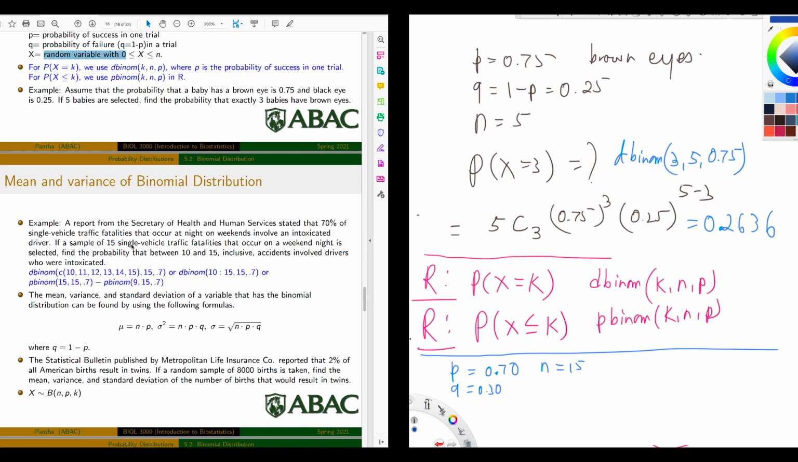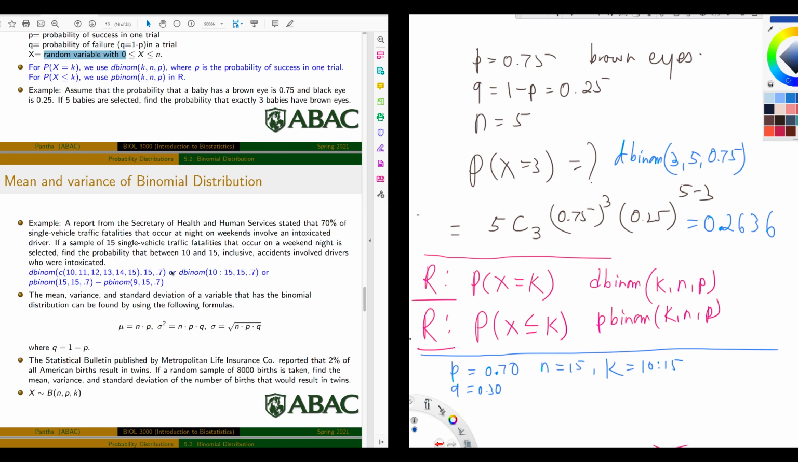If a sample of 15 single vehicle traffic fatalities that occur on a weekend night is selected, find the probability that between 10 and 15 inclusive. So what is the value of k? K is 10 through 15: 10, 11, 12, 13, 14, 15. That's what it is saying, right? So you want to find that probability.